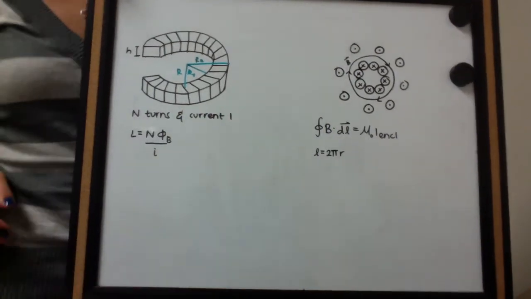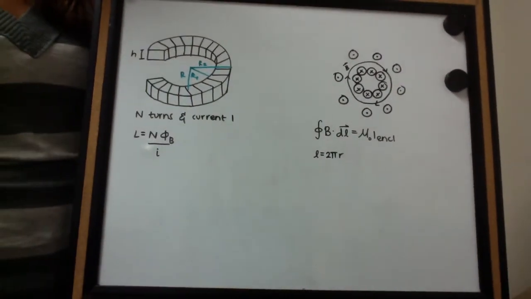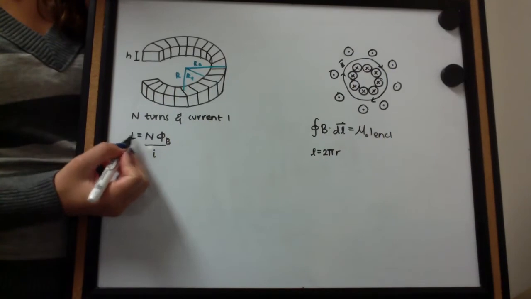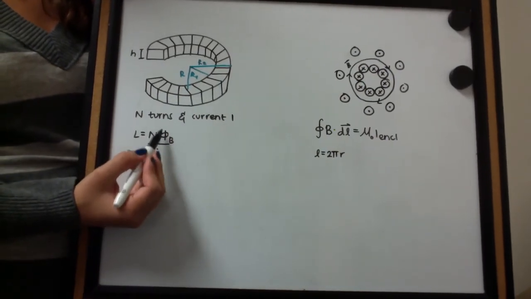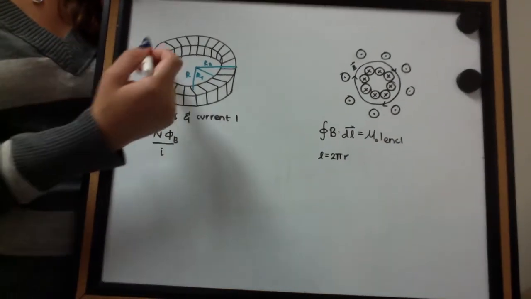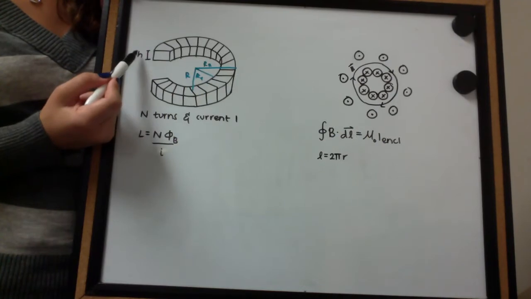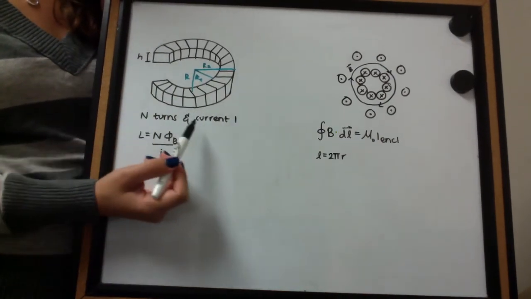Hello, I am going to solve problem number 4 of the homework. For problem number 4, we need to find the inductance, where the formula is L equals N, the number of loops, times the magnetic flux divided by the current. This toroid has a height h, and these are the different radii. It has N turns and a current I.